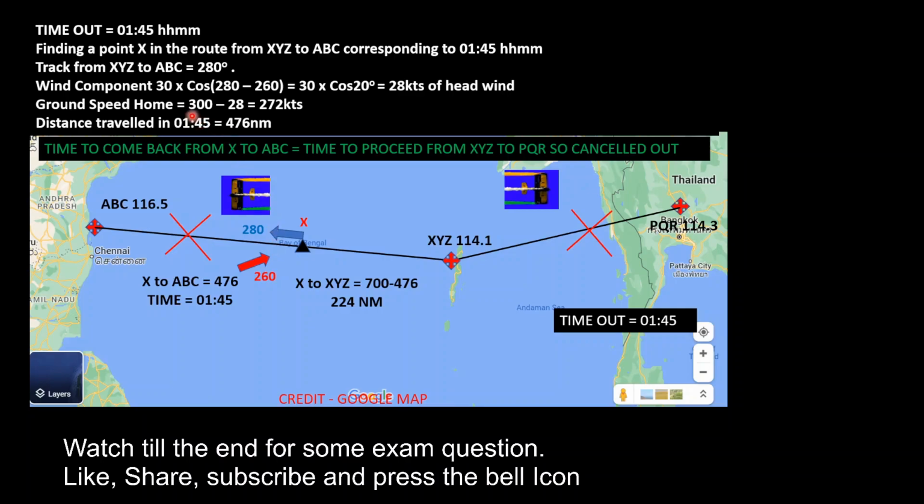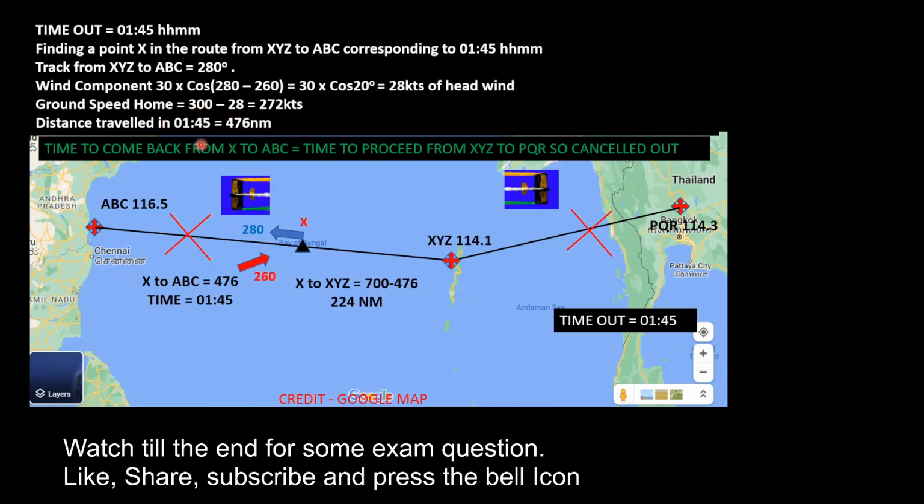So my ground speed home will now be 300 knots minus 28 knots, which is 272 knots. So the distance traveled in 1 hour 45 minutes with this ground speed of 272 will be 476 nautical miles. So the total distance from ABC to XYZ was 700 nautical miles.